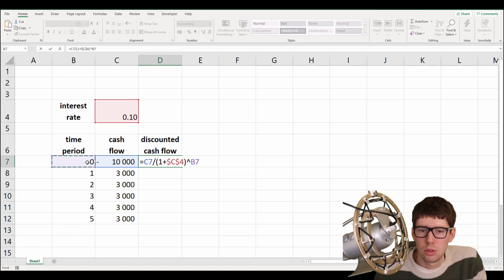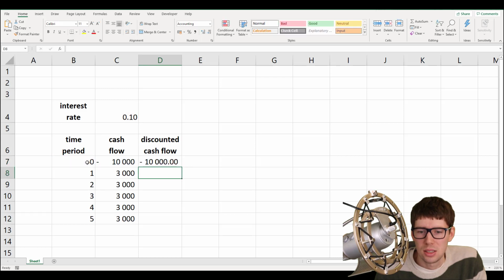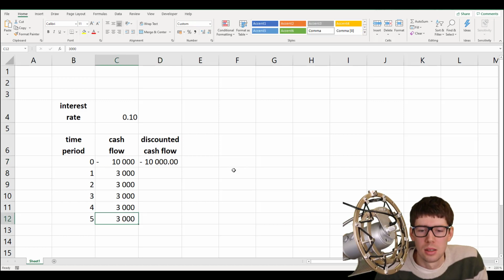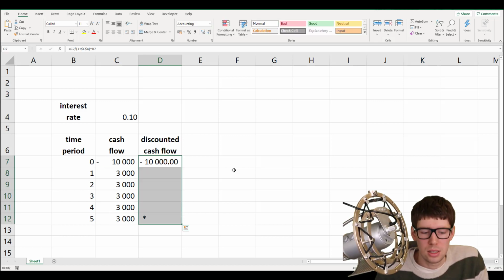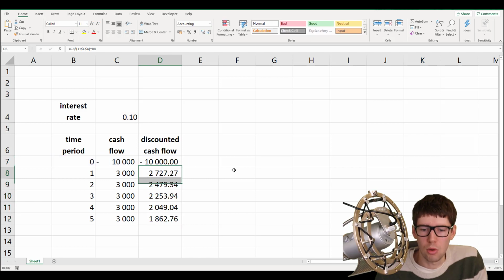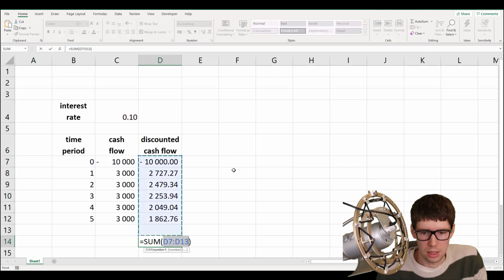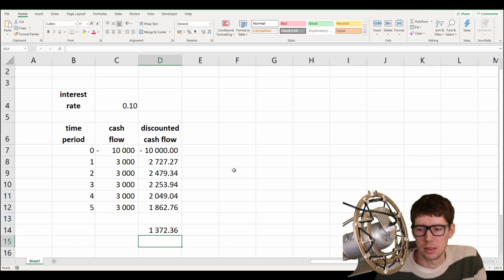And this is just going to be equal to minus 10,000, because this is in time period 0. So there's no discounting happening here whatsoever. Why do it this way? It's not necessary, but I think it's simpler because then you can just autocomplete this. There we go. And if we now calculate the sum, then we will get the net present value.